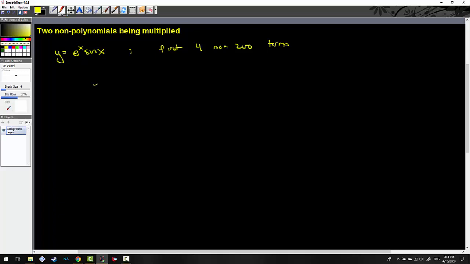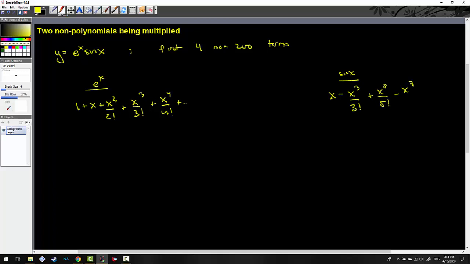So what I'm going to do is say, all right, my e to the x is going to look like this, and then dot, dot, dot. And then my sine x function is going to look like this, and dot, dot, dot.